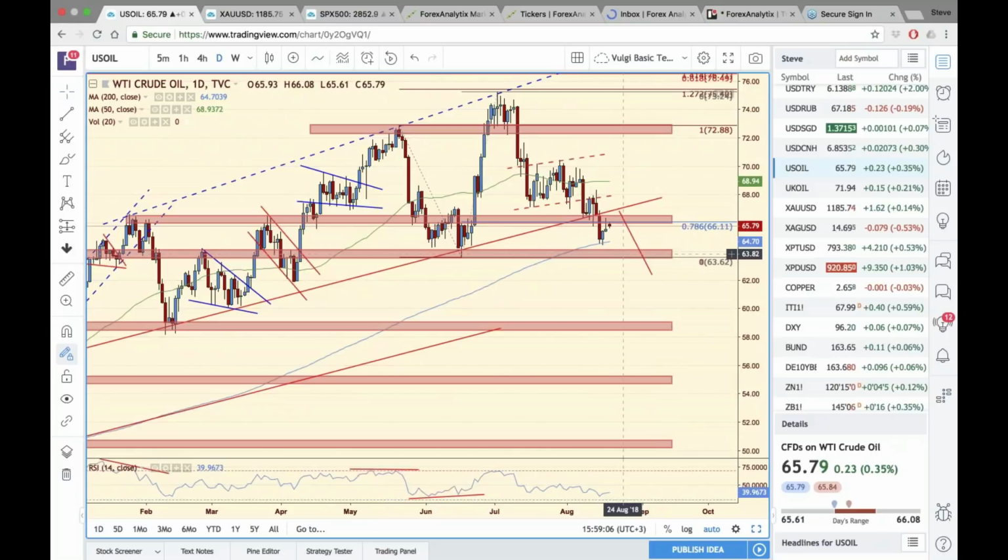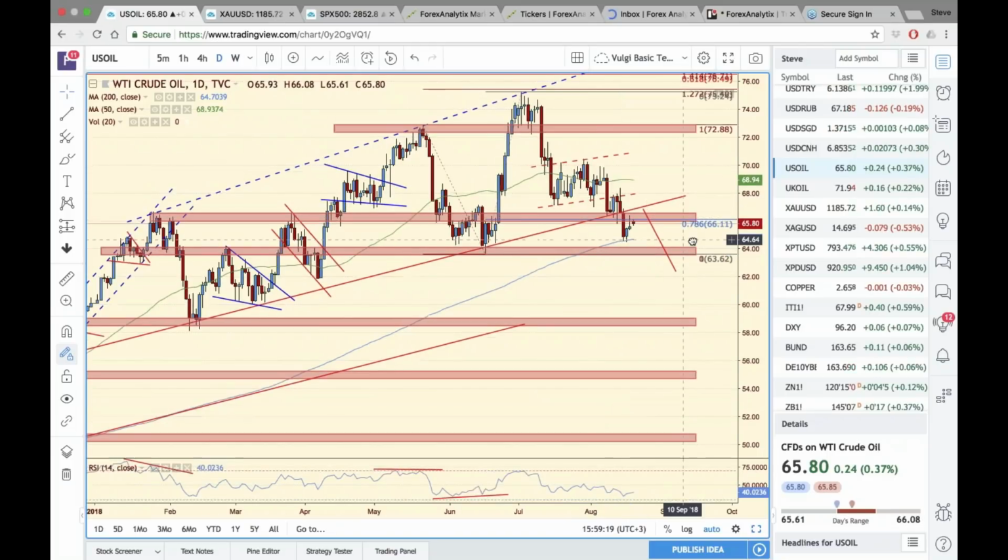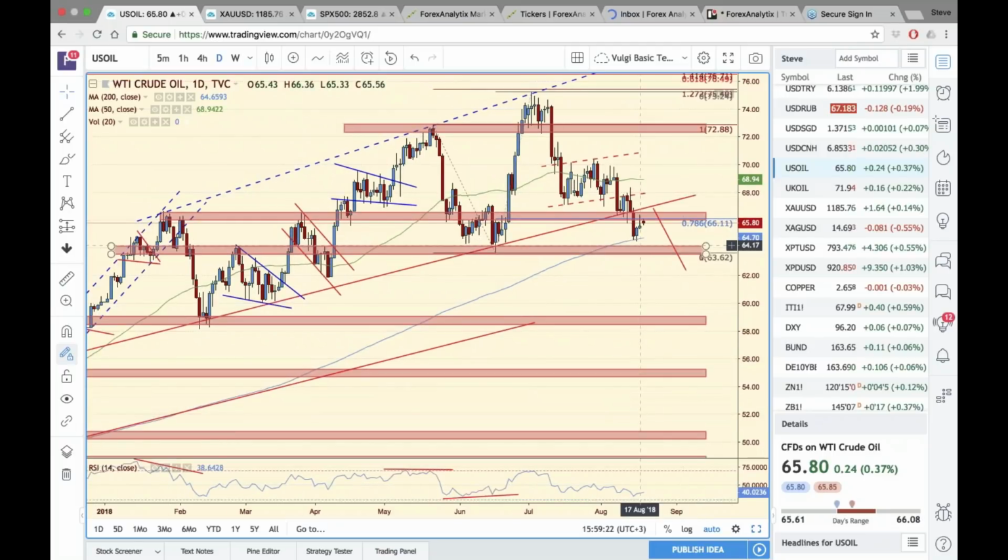Roughly at 64, I'm going to be looking to book the rest of my short. I have to say that obviously the fact that we broke below 66.30 is quite a bearish development, but we have to acknowledge that crude has found support on the 200 DMA. And my long-term bullish bias hasn't yet changed. So I am looking for more downside, but I wouldn't be pushing for much lower levels.